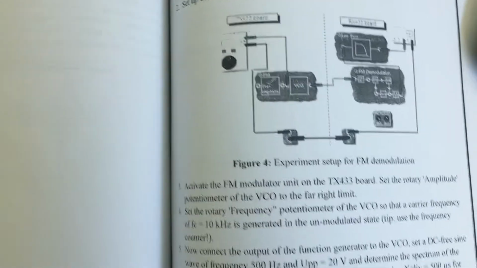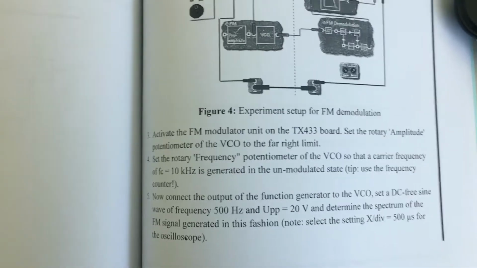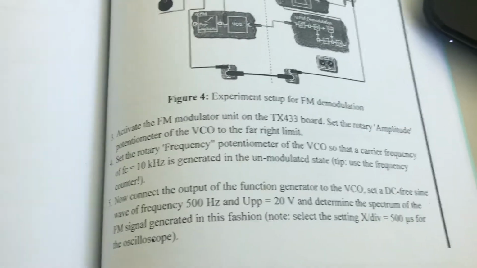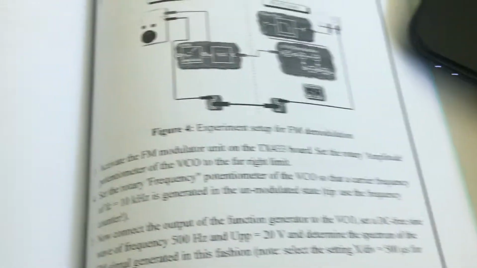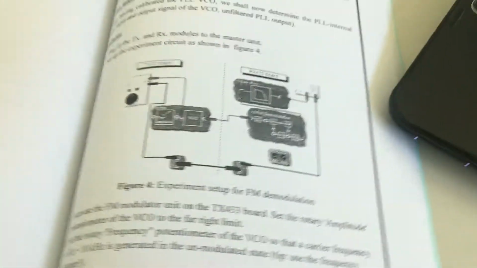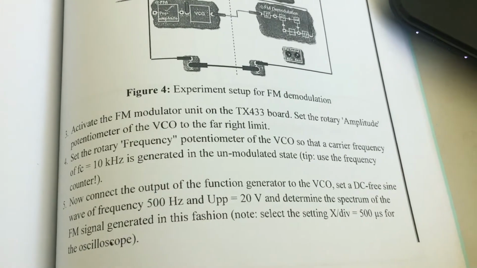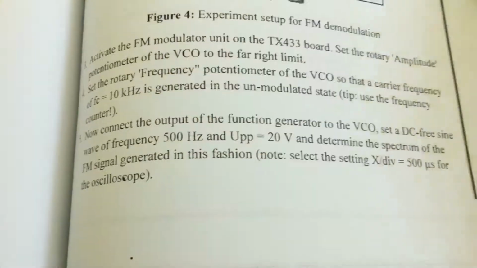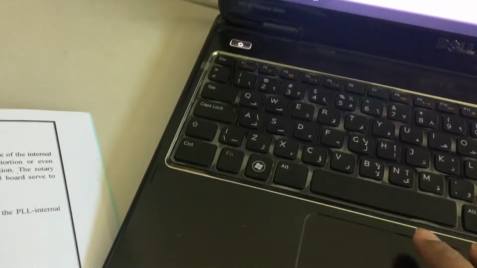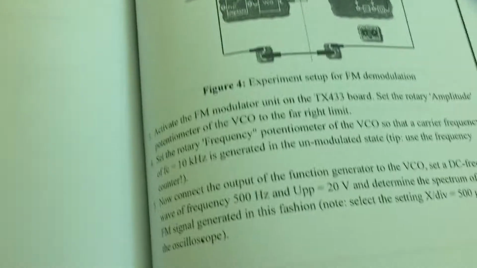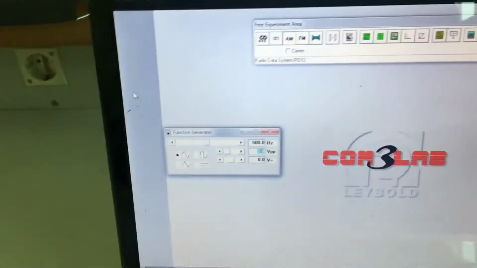What we have to do here is set the FM demodulator amplitude potentiometer to the far right. The amplitude potentiometer is at the right. The carrier frequency FC is 10 kilohertz, and the generator frequency is 500 hertz, with a peak to peak amplitude of 20 volts.